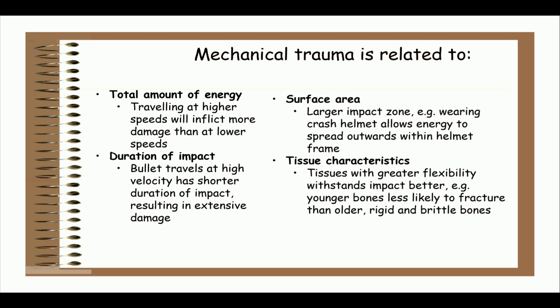With the surface area, a larger impact zone, for example, wearing a crash helmet, allows energy to spread outwards within the helmet frame and reduces the impact of injury. Tissue characteristics also play a role. Some tissues with greater flexibility will withstand impacts better. For example, younger bones are less likely to fracture than older, rigid and brittle bones.